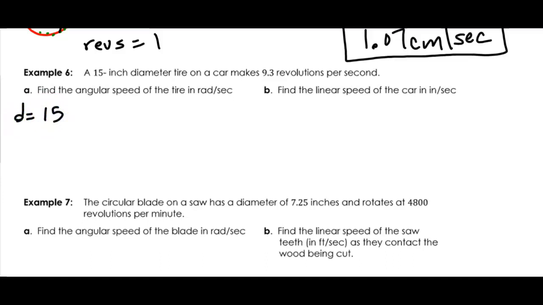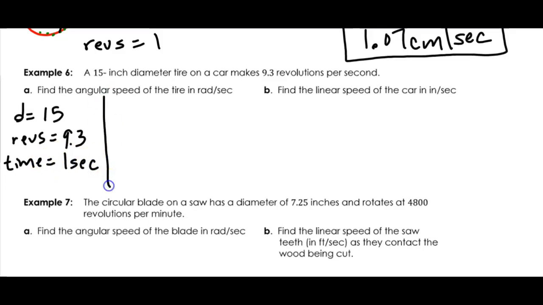Revolutions: they say a 15-inch diameter tire on a car makes 9.3 revolutions per second. So I know my revolutions are 9.3 per second, so my time that I'm going to use is 1 second.